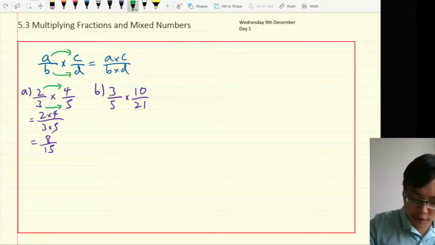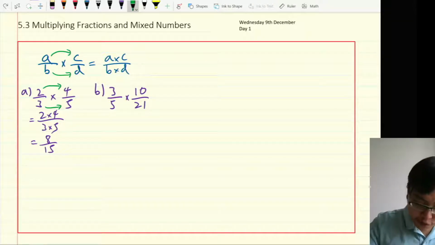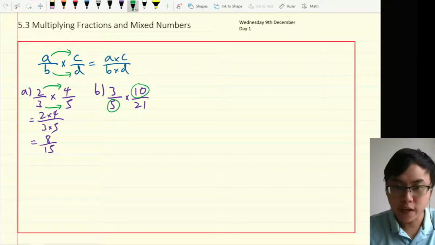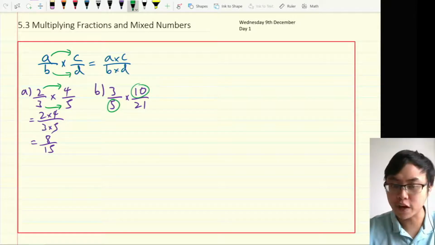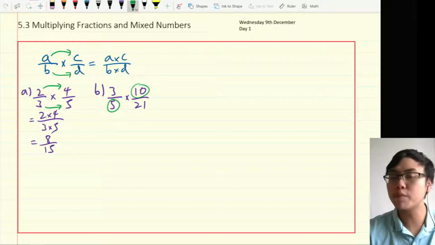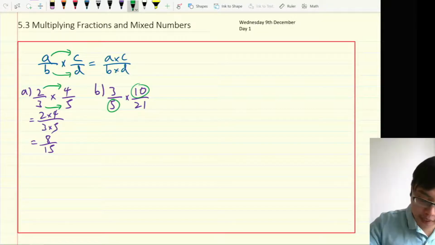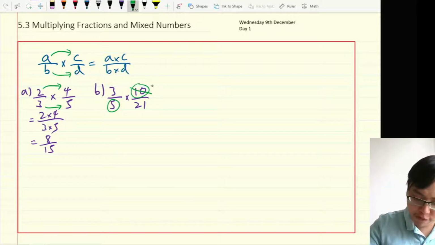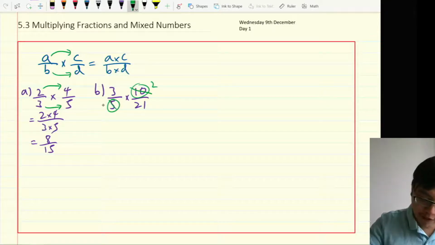Now, if I look at these, 5 and 10 have common factors of 5, which means that I could go ahead and simplify by dividing top and bottom by 5. If I divide 10 by 5, that'll be 2. If I divide 5 by 5, that is 1.